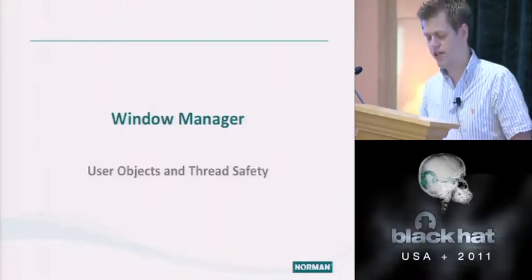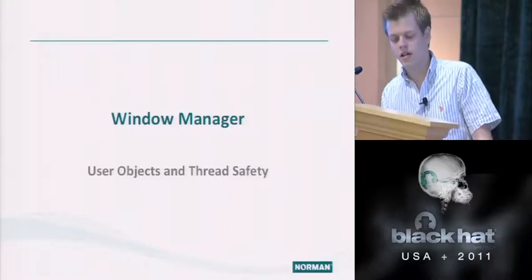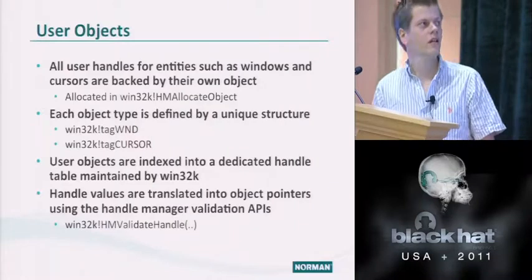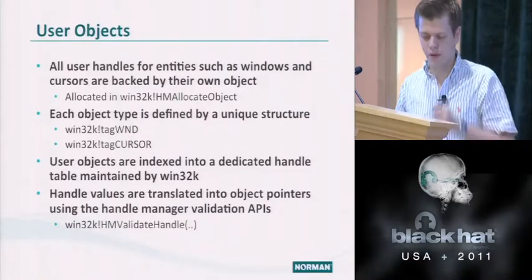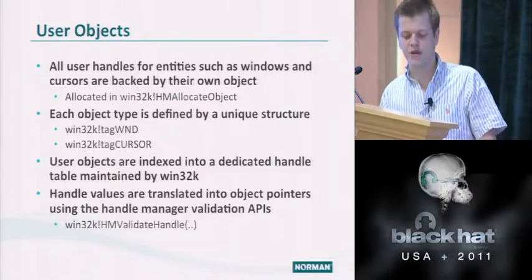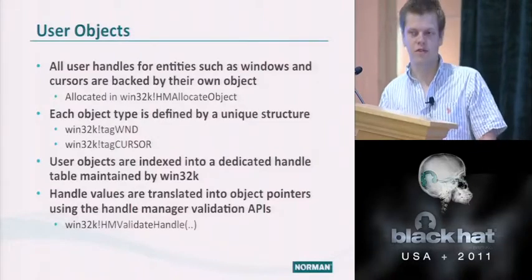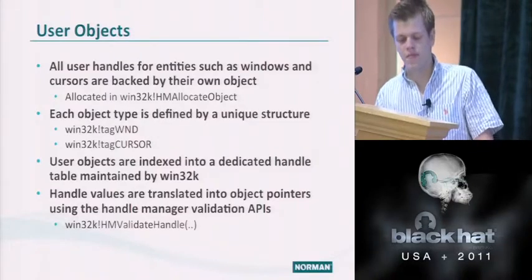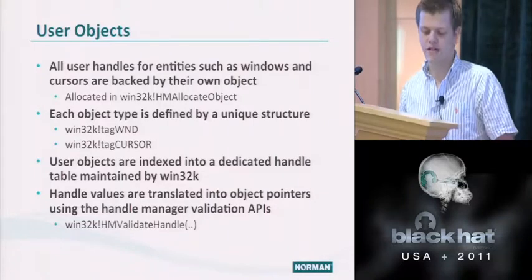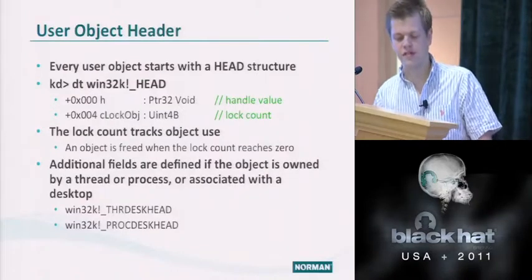So that was briefly on Win32k. We'll talk about the window manager. So the user objects are what builds up the managing components of the Win32 subsystem. So all user handles like windows, cursors, menus are backed by their own objects. And each of these objects has their own structures. And user objects are indexed into a handle table that is maintained by Win32k. So we'll talk about that in a few slides.